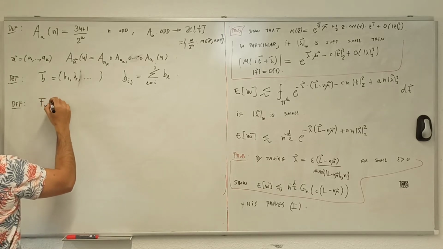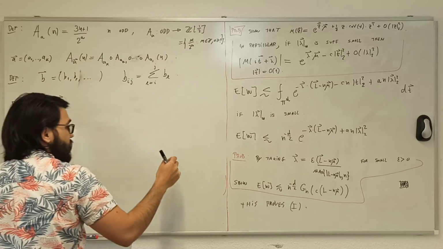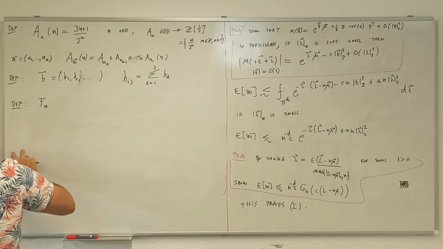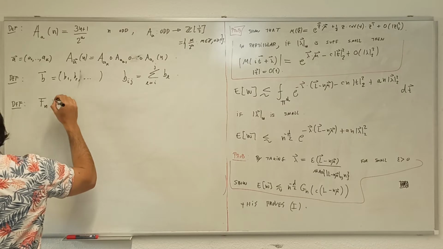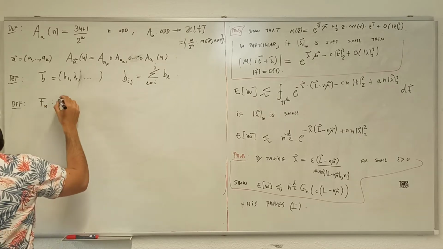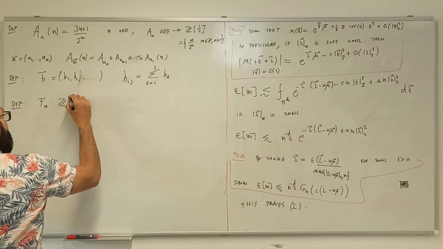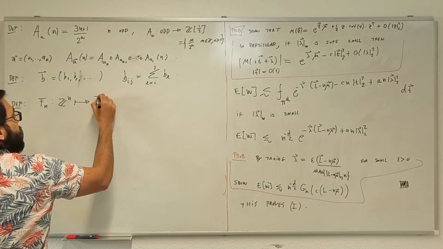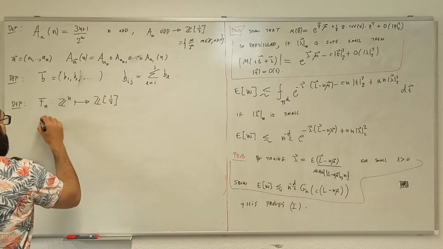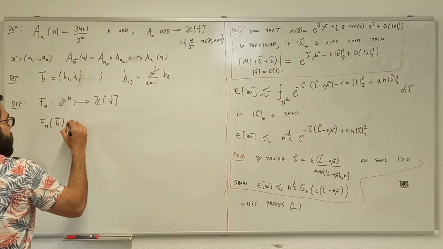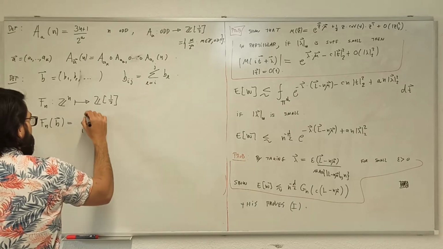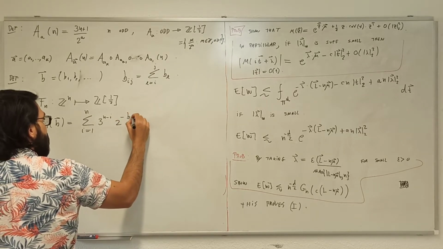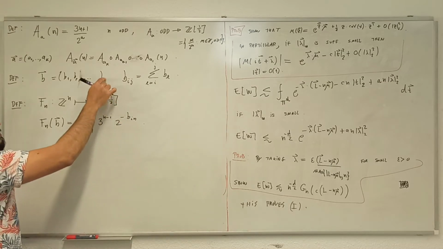The other definition is this function Fn, which will be a function, again from Z^n to again Z[1/2], and Fn of a vector will simply be the sum from i equals 1 to n of 3 to the n minus i, times 2 to the minus b_{1i}. Okay, using the previous convention.